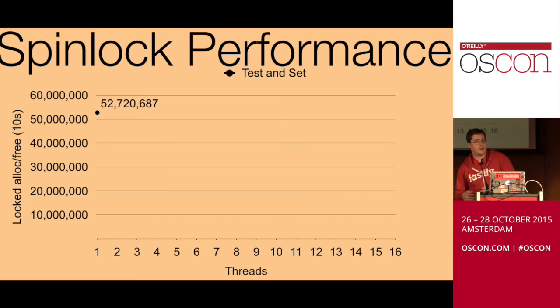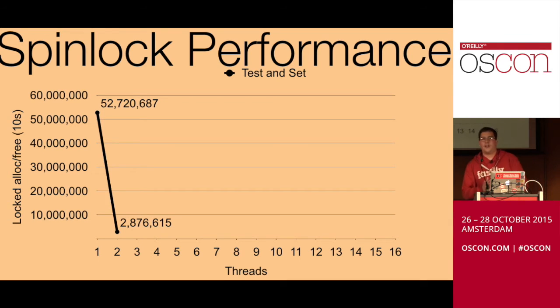So this graph is representing the number of lock, allocate, free, unlock operations, the throughput of those that you can do. And this is per second, but was taken over a 10-second period on a 2-socket Xeon with 16 physical cores. So with no contention, we see that it's taking about 18 nanoseconds to do an allocation and free. That's really great, but this is terrible, right?